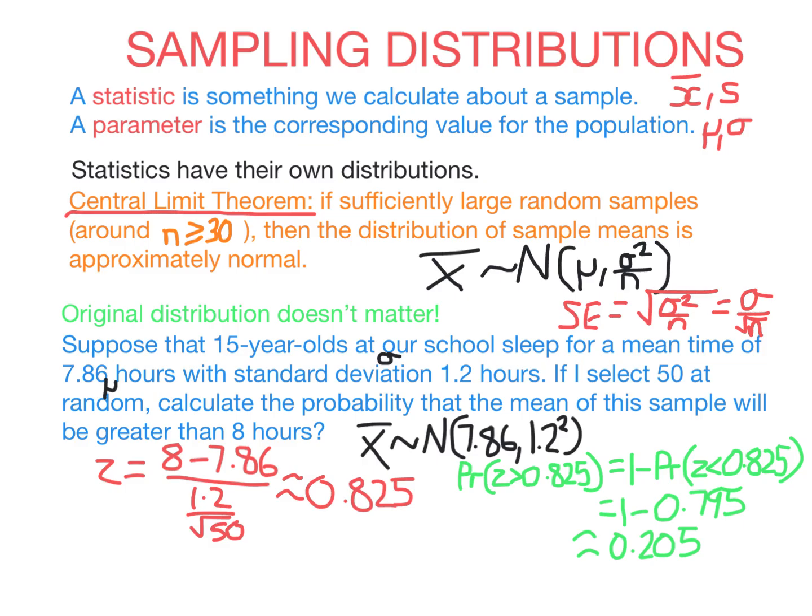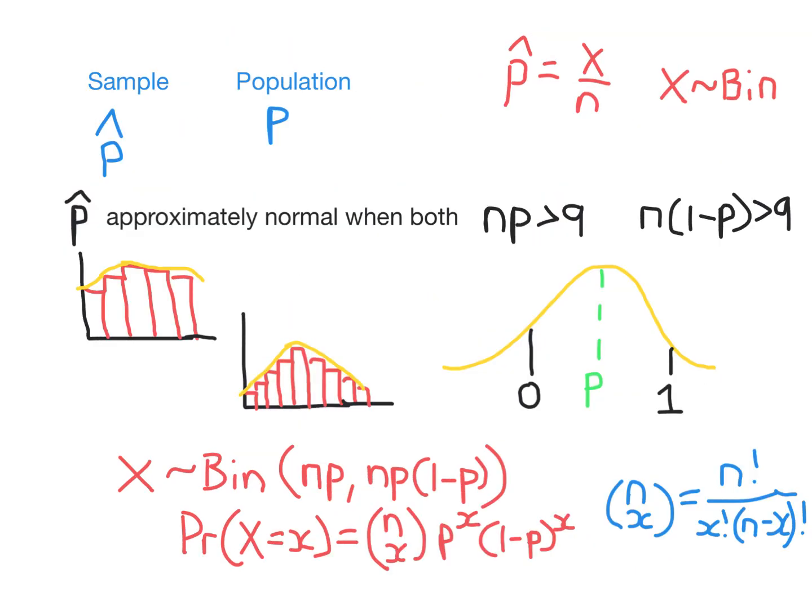All right, let's now look at proportions. So when we're talking proportions, this is the sample proportion, this the population proportion. This is a statistic, this is a parameter. So p hat, the sample proportion is x over n, where x follows a binomial distribution. The sample proportion is just the number of successes divided by the total number of trials.